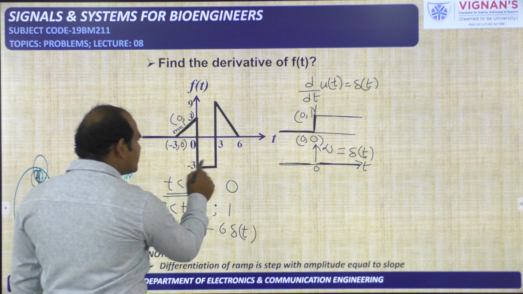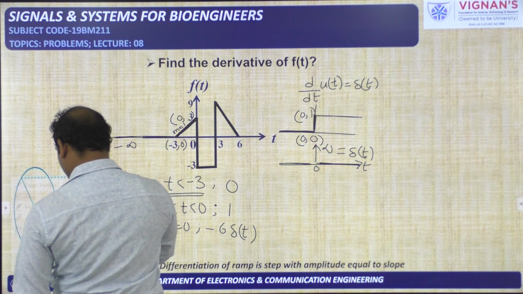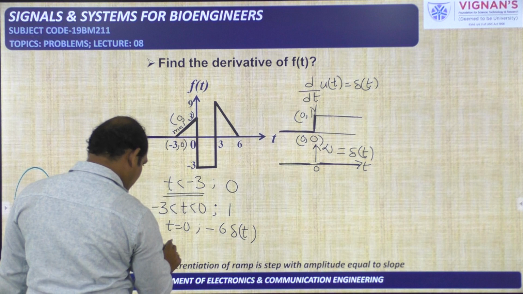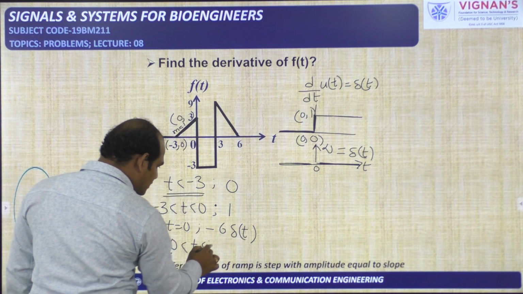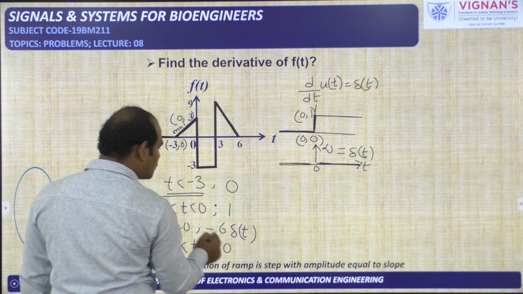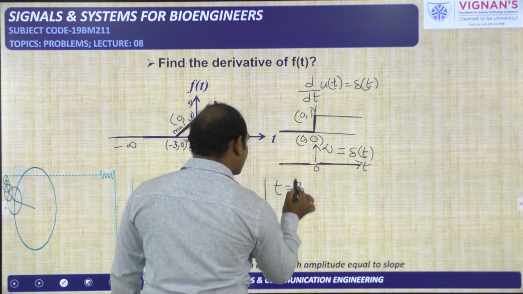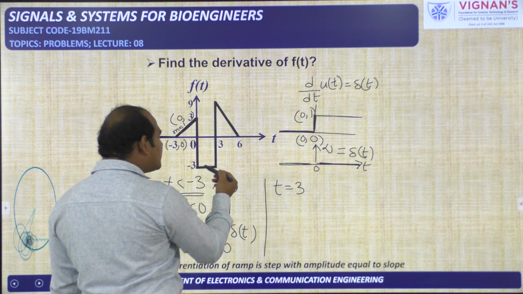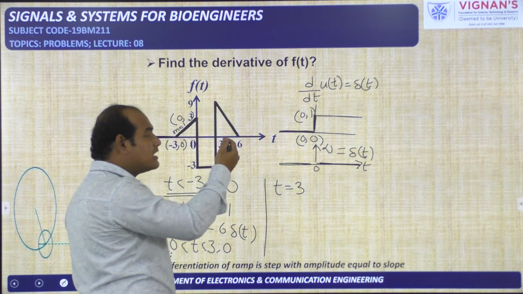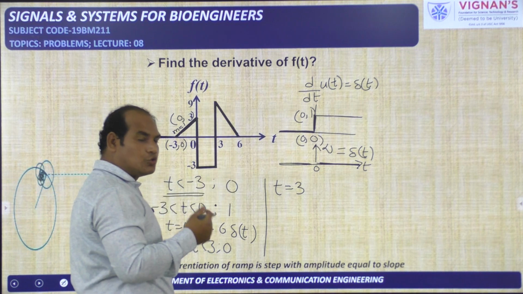Next, from 0 to 3. When t is changing from 0 to 3, the amplitude is minus 3. It is a constant, so the derivative is 0. Next, exactly at t equal to 3, the amplitude is suddenly changing from minus 3 to 9. The final value is 9 and the initial value is minus 3, so final minus initial is 12.